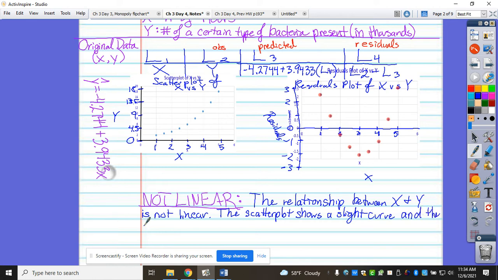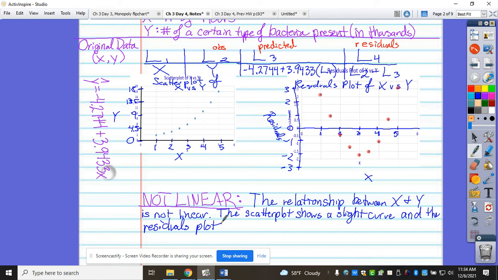And the residuals plot. Now, how many things did I have to check for my residuals plot? 3. It needs to match all 3 of those to work. How many would it have to break to not work? 1. So I don't need to address all of them if one of them doesn't work.